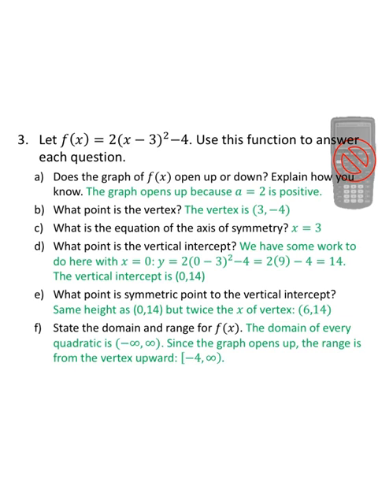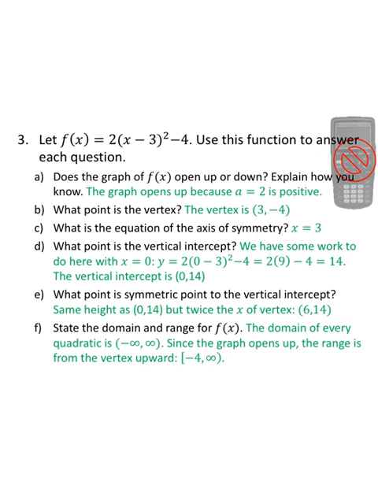Let f of x equal 2 times (x minus 3) all squared minus 4. We're going to use this function to answer some questions. First of all, we want to know, does this graph open up or down? Because it's degree 2, we know this graph is a parabola. This function is called a quadratic, and it's given to us in what's called vertex form.